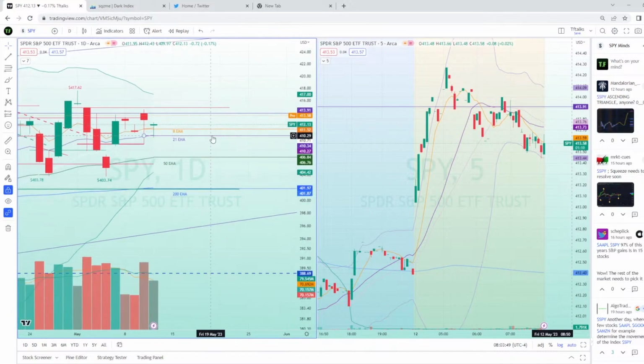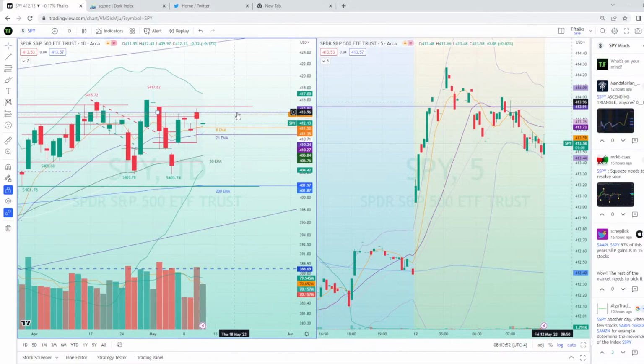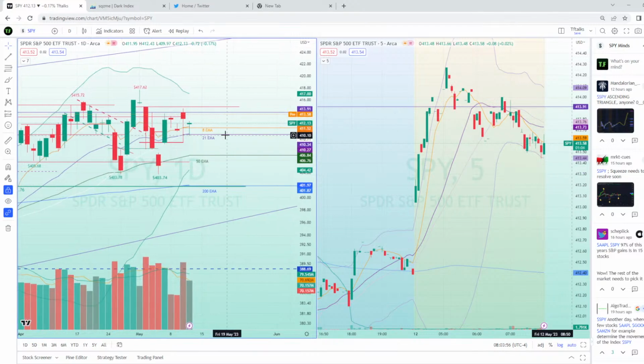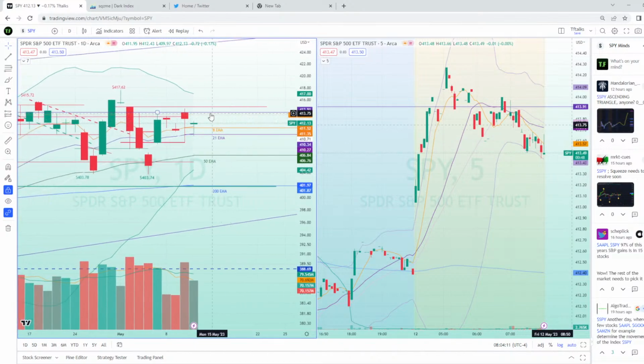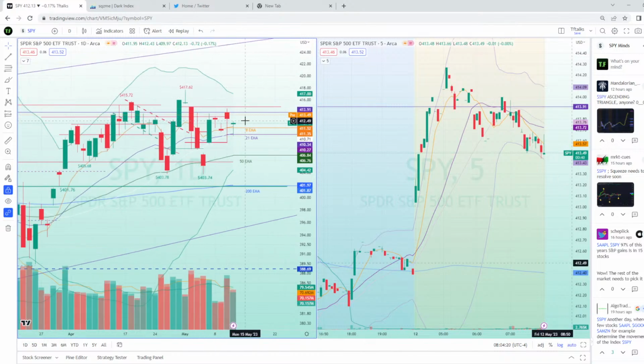So basically, there's a resistance line over here and the support line over here, and what we're gonna do at the open. So basically, if the SPY opens above the 413.85, like basically it's jumped with a gap, higher open with a gap, I believe we probably gonna see another high for today.